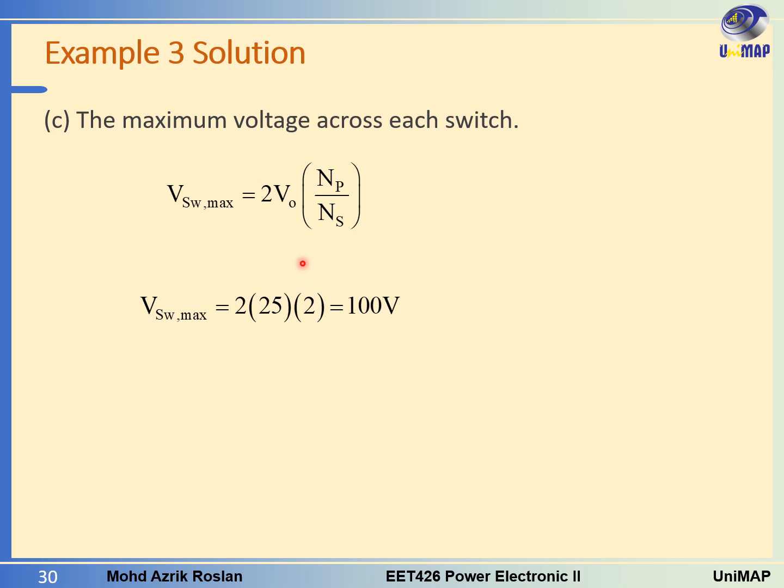And this is the maximum voltage across each switch. The maximum voltage will be 2 multiplied by VOUT multiplied by NP over NS. The switch that is open will experience this voltage; for the switch that is closed, the voltage will be 0. So the value will be 2 multiplied by VOUT, which is 25, and NP over NS is equal to 2, and you will get the maximum switch voltage equals 100 volt.